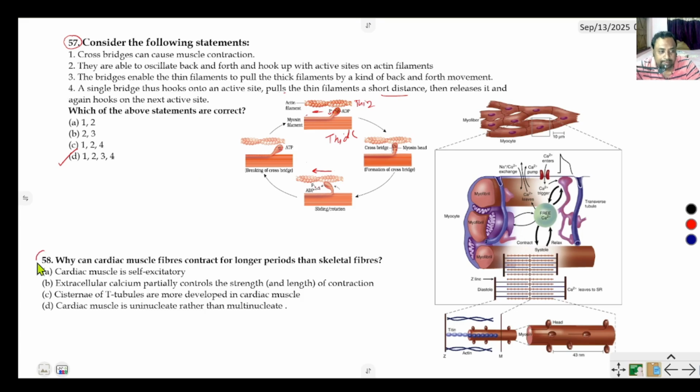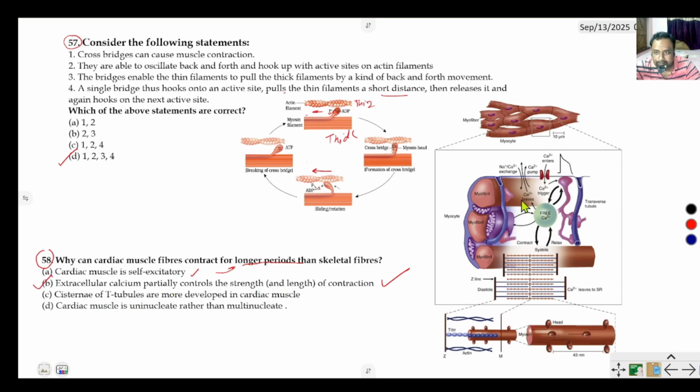Question number 58 says, why can cardiac muscle fiber contract for a longer period than skeletal fiber? Cardiac muscle is self-excitatory, definitely, but that is not related to the longer period of contraction. Extracellular calcium partially controls the strength and length of the contraction. This is the correct option. Option number B is the correct option.